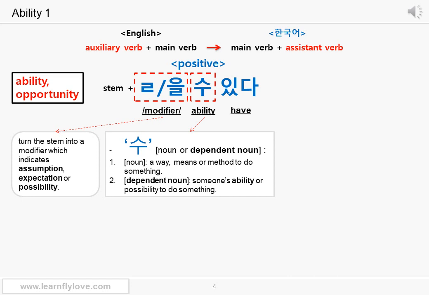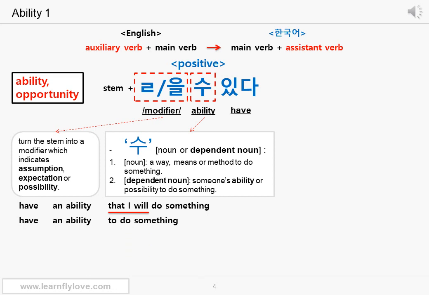Now you get it? It's like you say you have an ability that you will do something. Of course, you don't talk like this in English. You rather say you have an ability to do something, right? Final l consonant or 을 sound takes the role of that I will part or preposition to part. So the English verb have can be substituted by 있다, and the English noun ability can be substituted by 수.